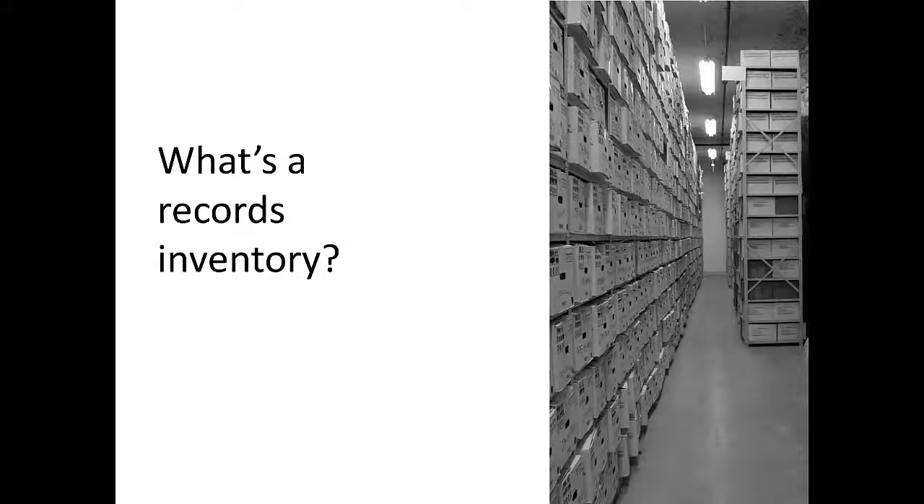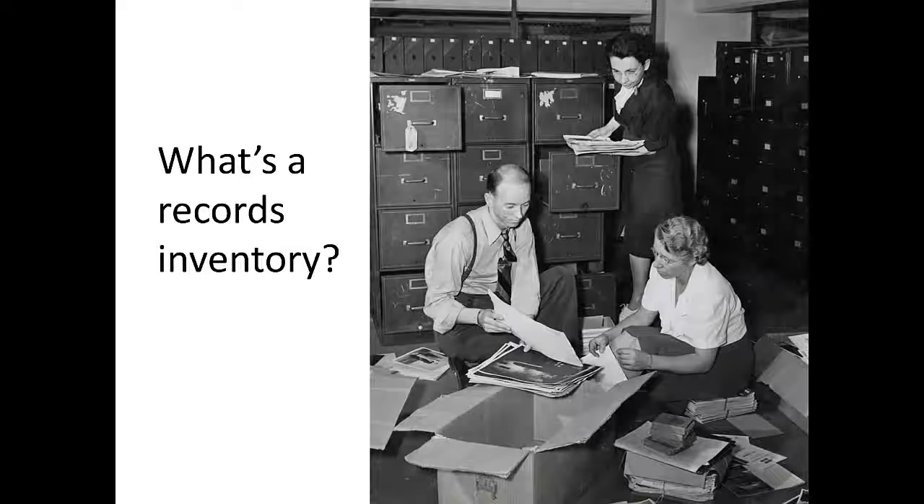In that case, you'd have a list of all the titles of the folders in each box, and that index would help you to find the files you need quickly and easily. But in this case, we're talking about a records inventory. A records inventory is a high-level survey of all the different types of information being created, received, and stored by an organization. We use the information we gather in a records inventory to develop, implement, and improve our records management programs.